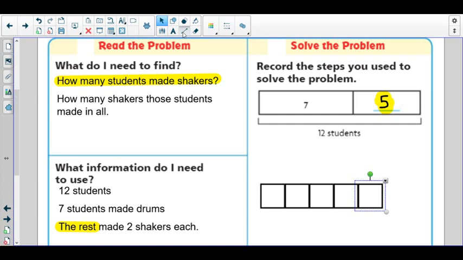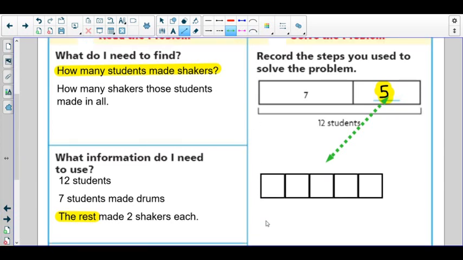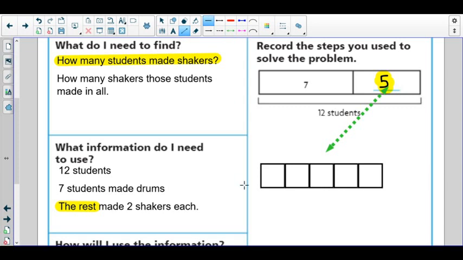So what we have done is taken the 5 that's right here, these 5 students, and now we're going to make a new display here, a new bar model. So what we do know with these shakers right here, we've got to figure out how many are made.